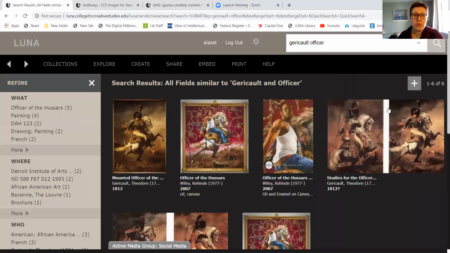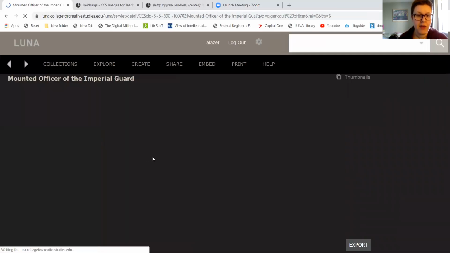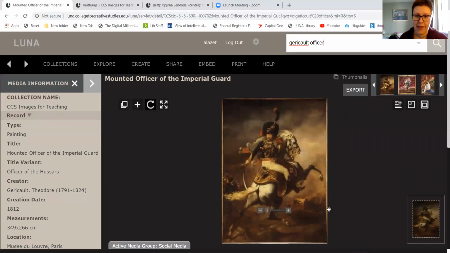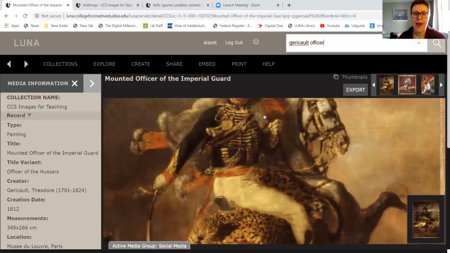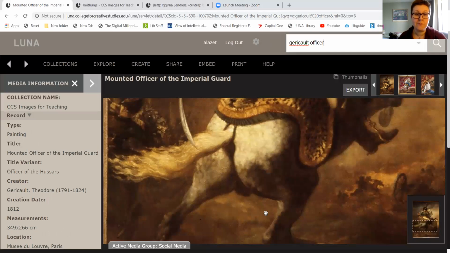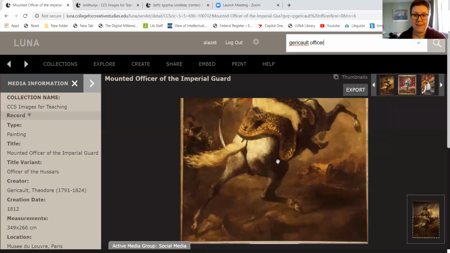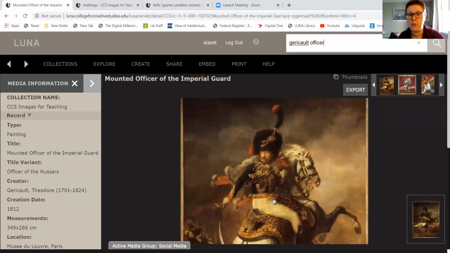Okay, so this is an example of the work that Kehinde Wiley is referencing in the piece at the DIA. So do you see how we have this horse, we have this man, this officer who is ready for battle. He's on the battlefield, he's in a very heroic pose. This is an equestrian portrait.